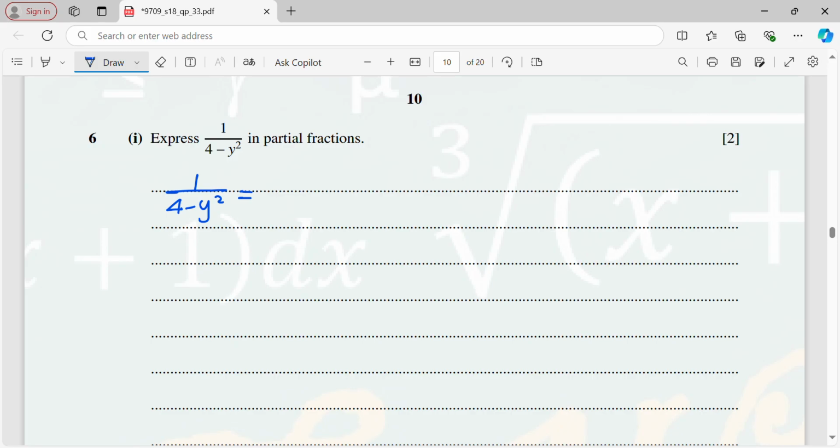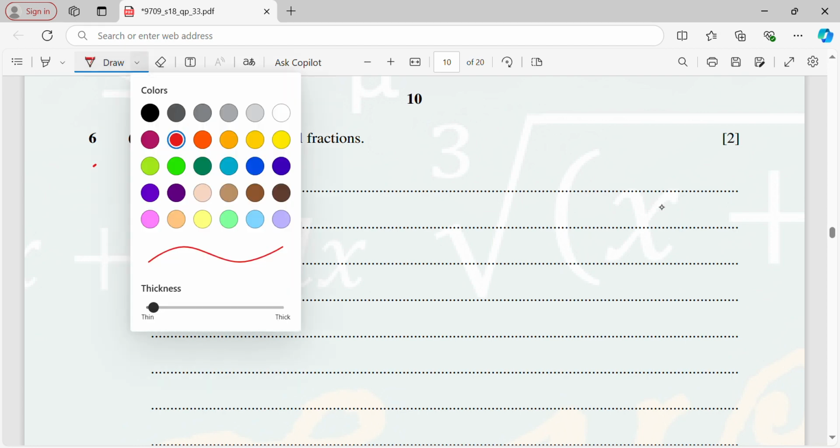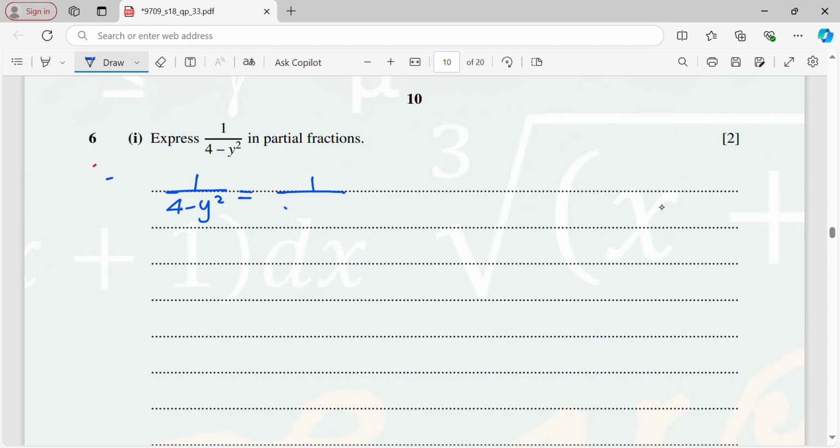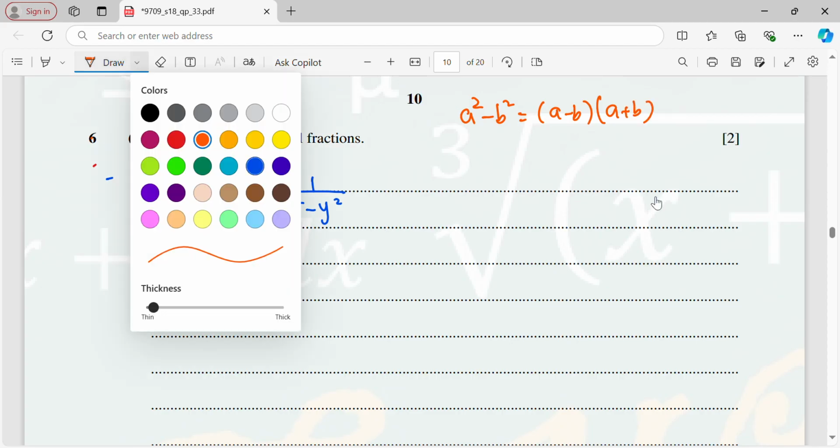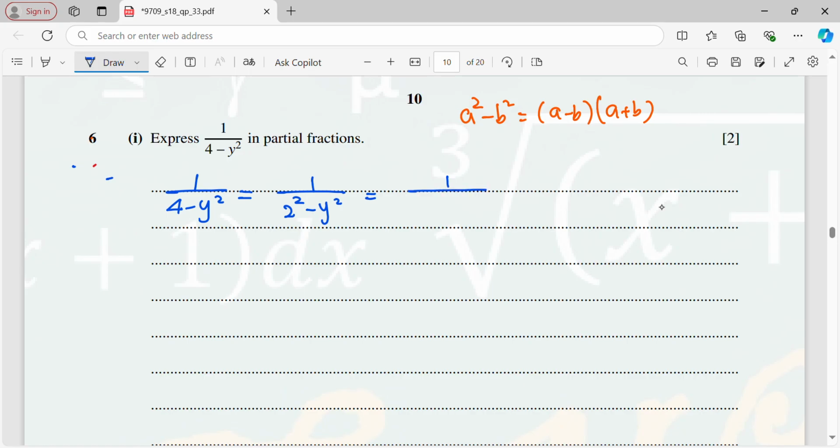Now, for partial fractions, we need to have a minimum of 2 factors in the denominator. And this denominator right now, I can change into this form. Okay, it will be 1 over 2 squared minus y squared. And then apply the difference of squares. a squared minus b squared is going to be a minus b times a plus b. This is a formula. And now here, I will be getting this as 1 over 2 minus y times 2 plus y. Okay, then now from here, I will start finding my partial fractions.